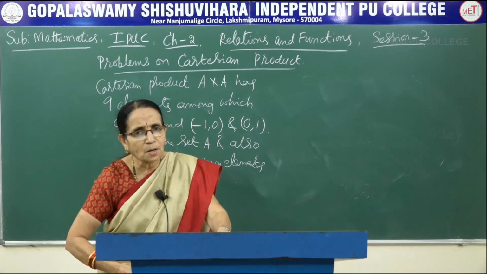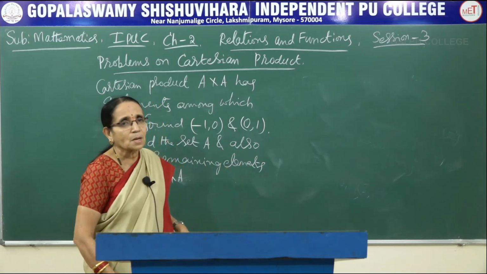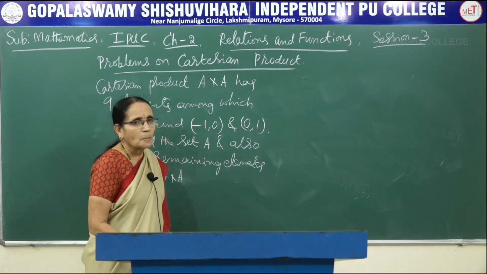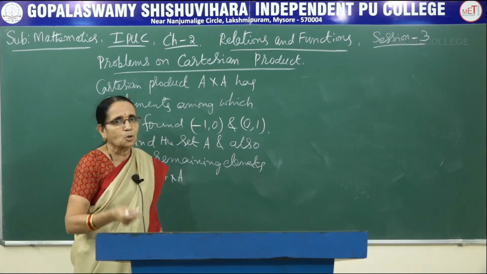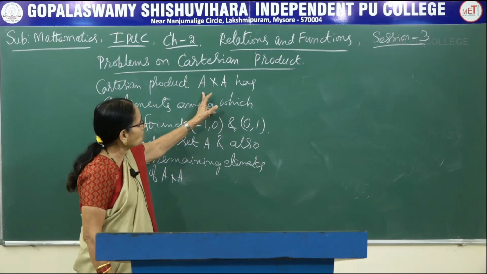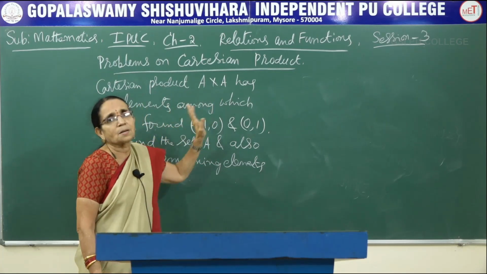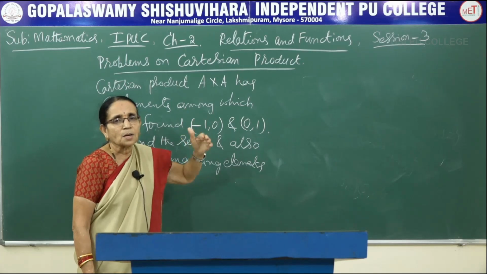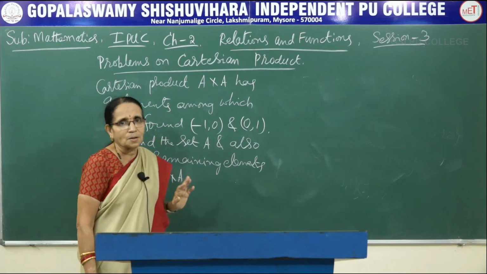These problems I have taken from the textbook only, and you can expect such problems in the examination also. Look here, in all the earlier problems I had considered 2 sets, A and B, P and Q, like that. Here only one set is given, the Cartesian product of A with A itself, a product of a set with itself. Okay, A cross A has 9 elements.